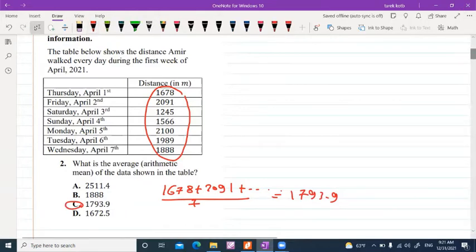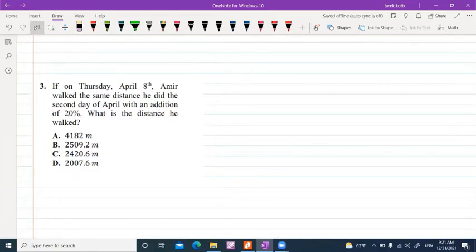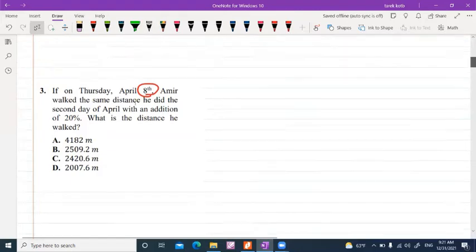Number 3, if on Thursday, April 8th, Amir walked the same distance he did the second day of April, in addition, a 20% increase. What's the distance he walked? It means we have to go to the table and try to figure out the distance he walked on the second day of April. It was 2091.